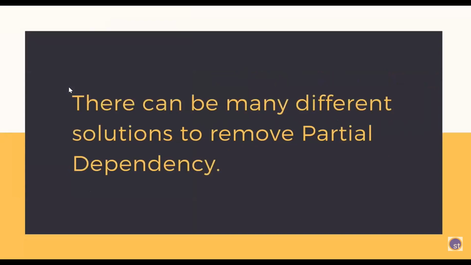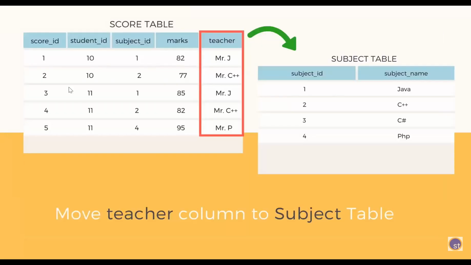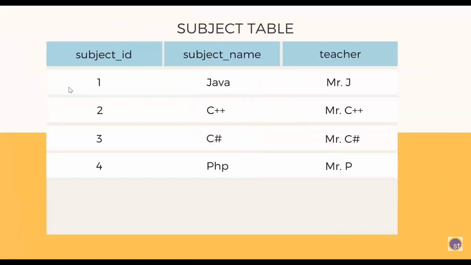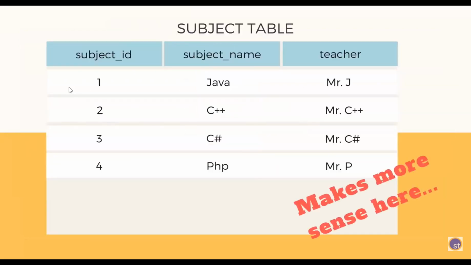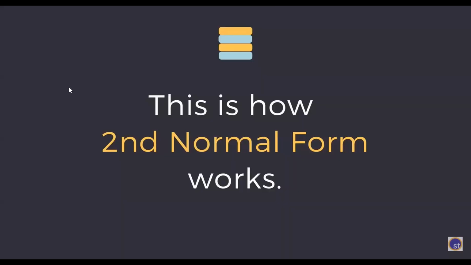There can be many different solutions for this, but our objective is to remove teacher's name from score table. We can do this in many different possible ways. One of the ways is to move teacher name to the subject table, where it fits appropriately along with the subject names. We can also add the respective teacher's name. Or we can also create another table for teacher and use the teacher's ID wherever we want. So this is the second normal form.